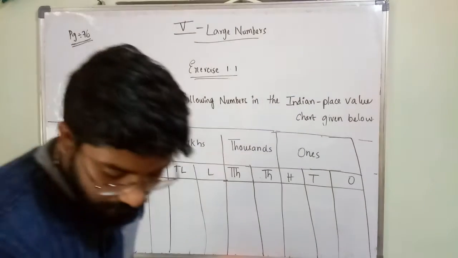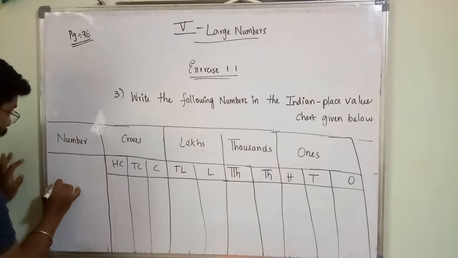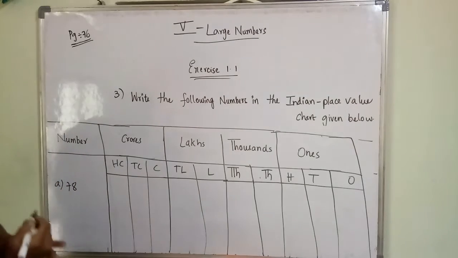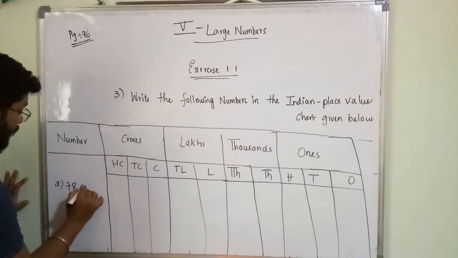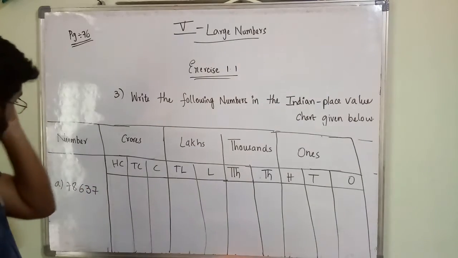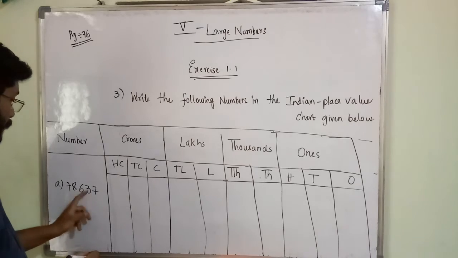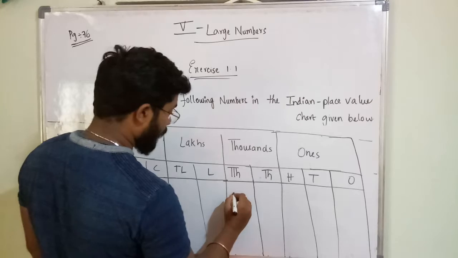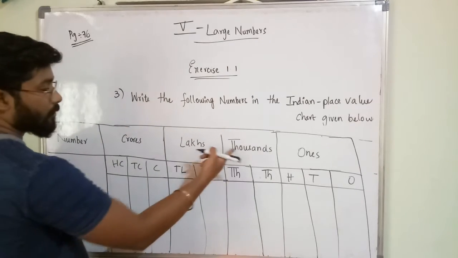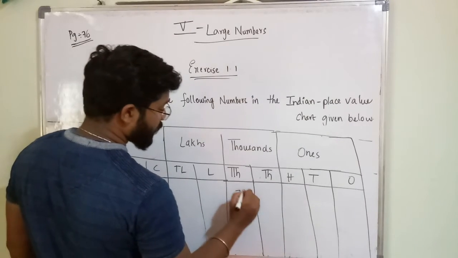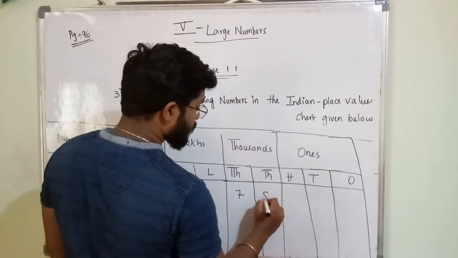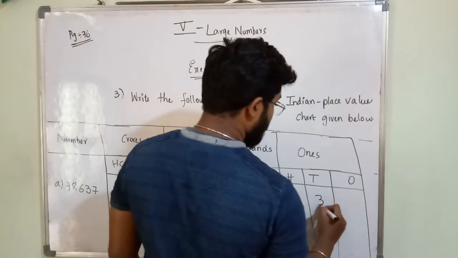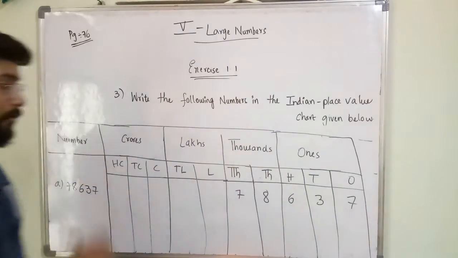Okay, so what is the first number he gave? First number is 78,637. Okay, so this is a 5-digit number, 1 2 3 4 5. So here you have to write. In 10,000s place you are writing 7, in thousands place you are writing 8, in hundreds place 6, in tens place 3, in ones place 7. So like that you have to fill each number.